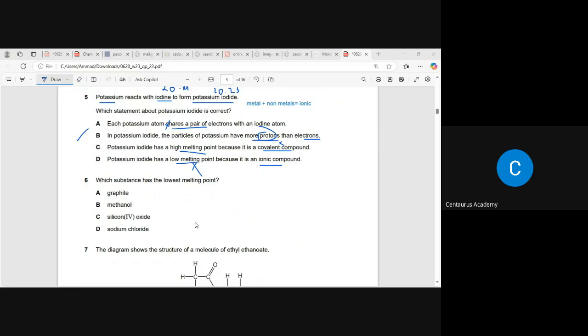Which substance has the lowest melting point? Graphite is a macromolecular substance. It cannot have the lowest melting point. It will have a higher melting point. The same goes with silicon(IV) oxide.